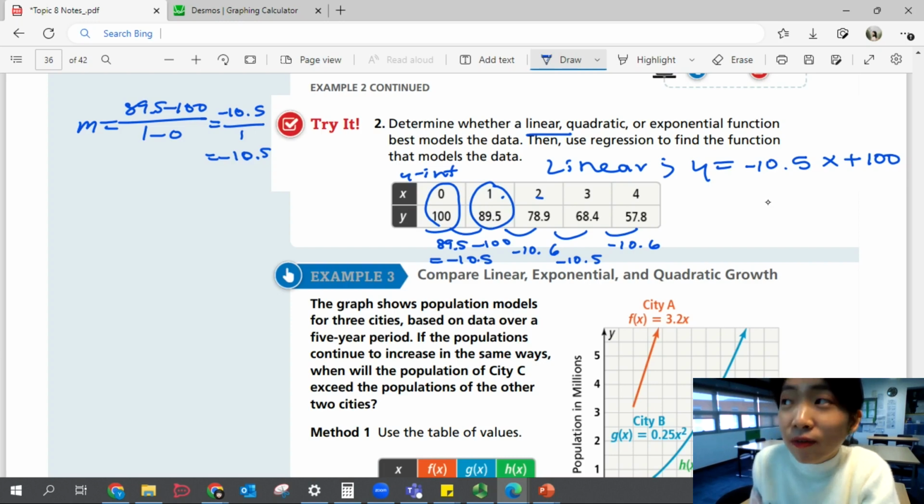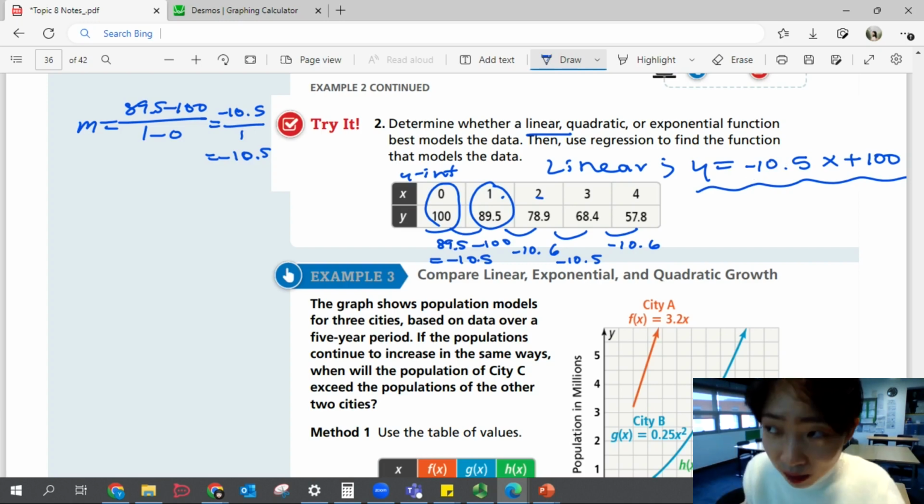Okay, now if you use the regression feature in the graphing calculator, it's going to give you a more accurate equation where y is equal to negative 10.55x plus 100.02. But this is pretty close enough, okay? So that's okay, as long as you get a close equation just for this lesson, okay? As long as you have a close equation for a regression line, that's fine.